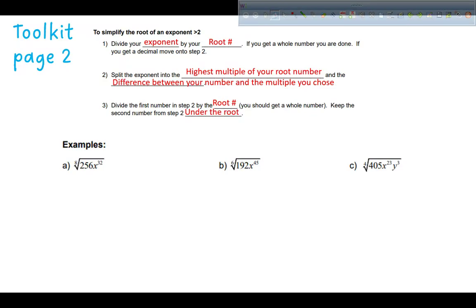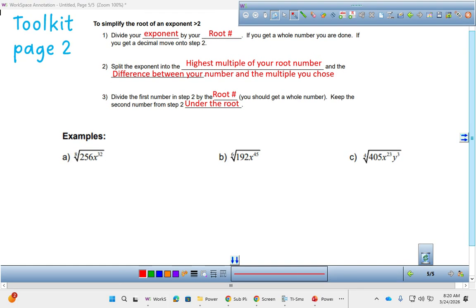The second number, this is where it gets different. With a square root, the second number is always 1. But with any other root, it's going to be the difference between your number and the multiple you chose. Right? I want the two numbers to add up to the exponent. I've got to make sure they do that. So you're going to have to do a little bit of subtraction to get that number. And then the last part is just simplify the one you can and keep the one you can't under the root. The one you can't is not necessarily going to be a 1. It might be a 1, but it might not be. Hopefully this makes more sense when you see it in examples here.